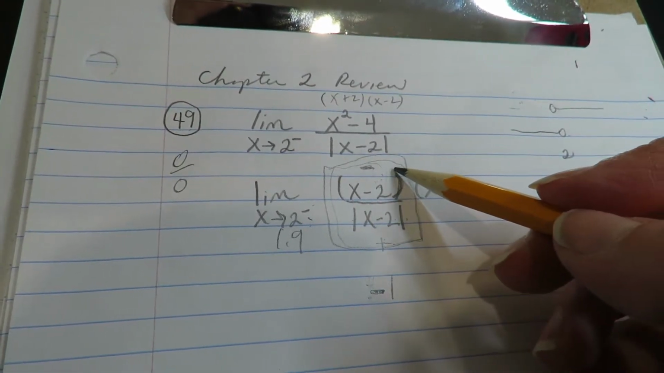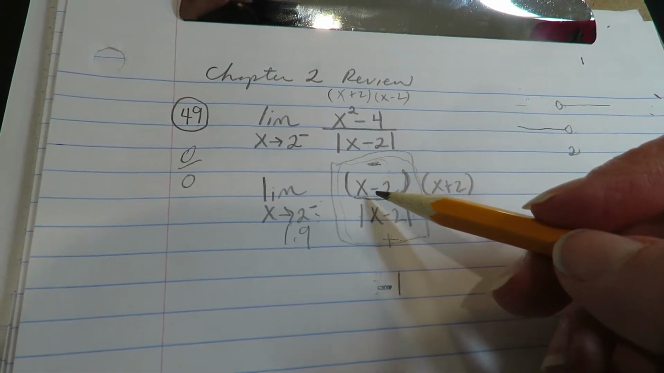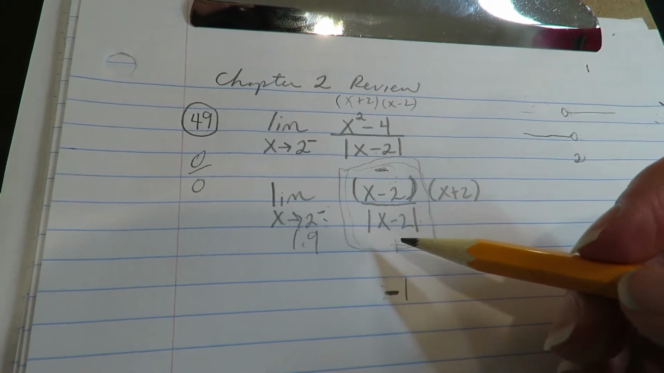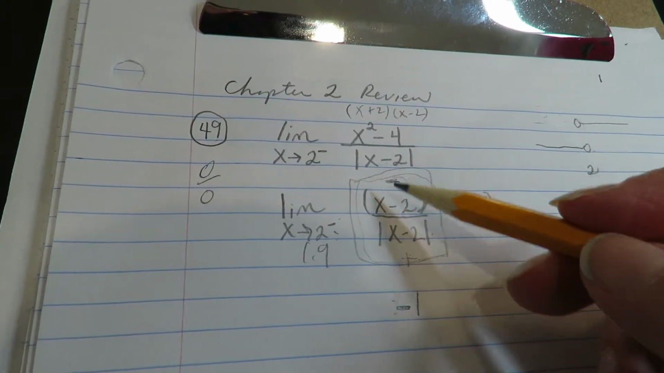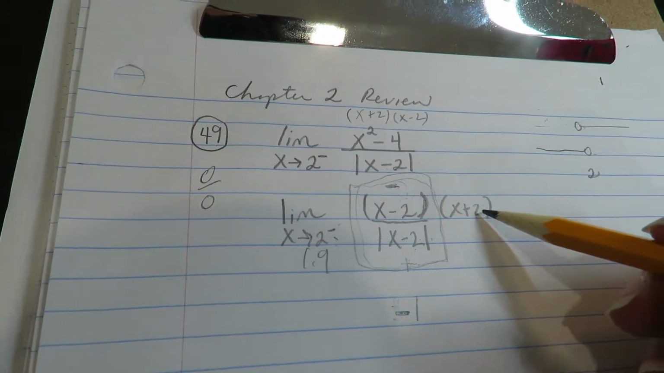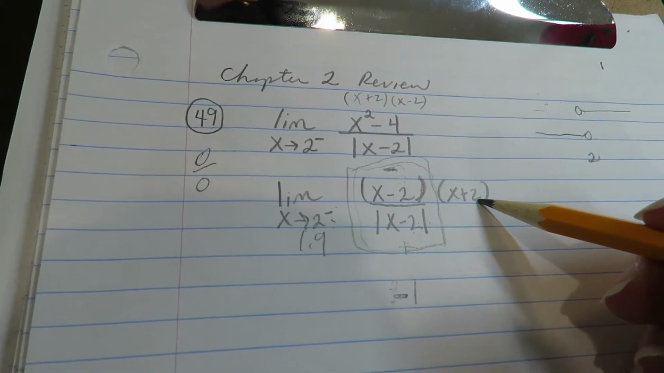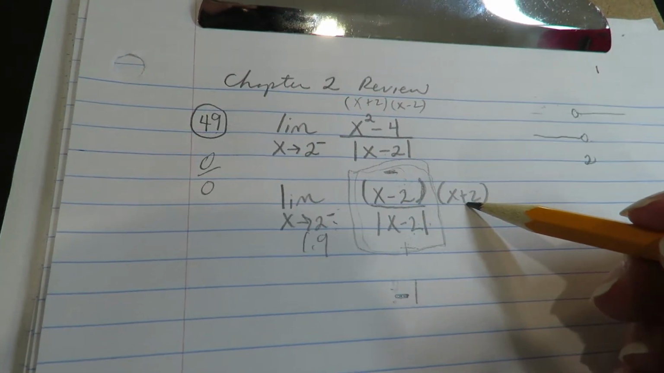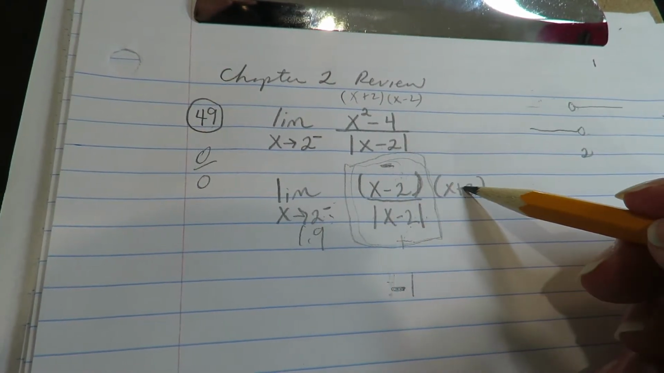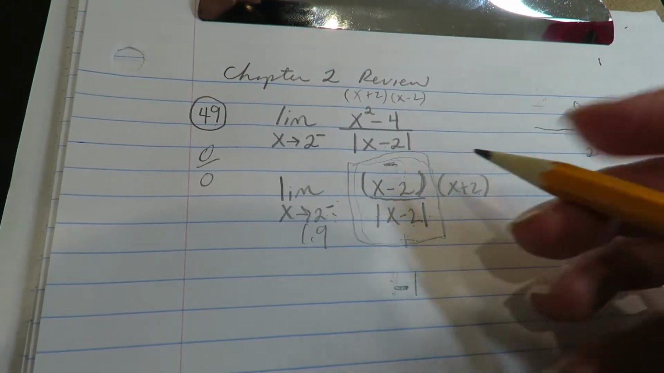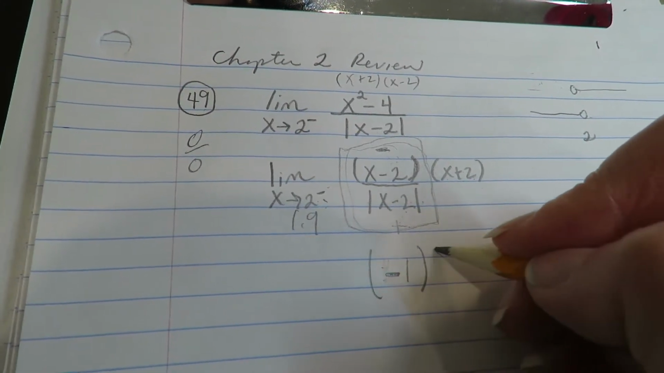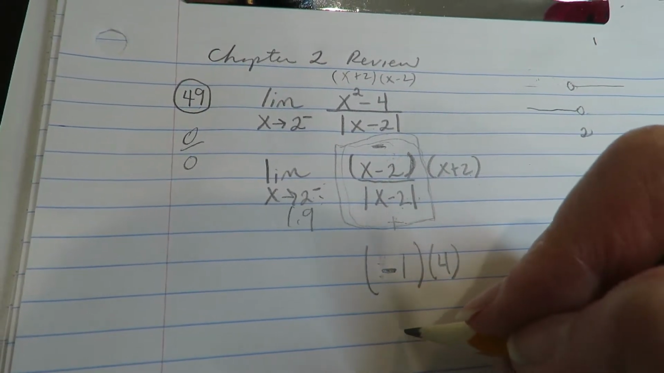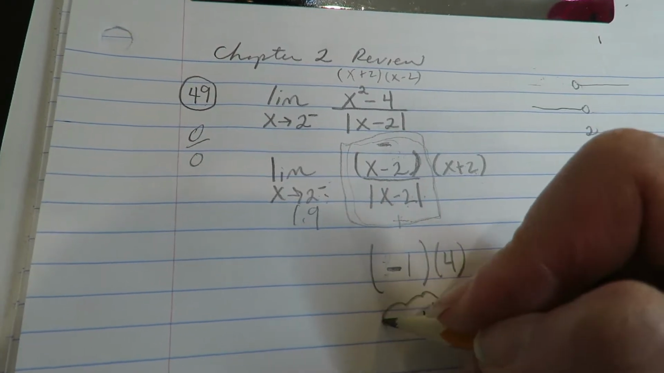Now the idea is if you have any of the special functions that are highly sensitive or particular, you have to handle them very carefully. But anything that's a polynomial, you don't have to handle with kid gloves. You can just go ahead and plug in. So this part's fine. I can just plug the 2 right into here. 2 plus 2 is 4. So I have a -1 times 4, which overall is -4.